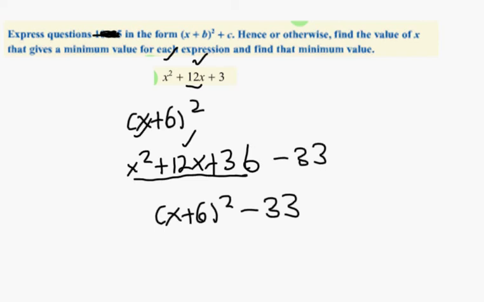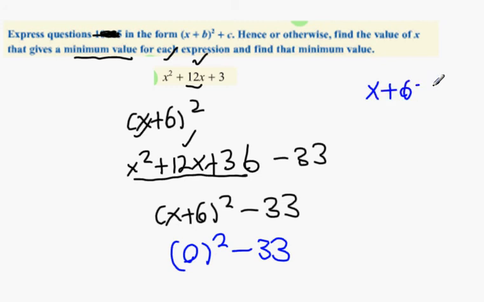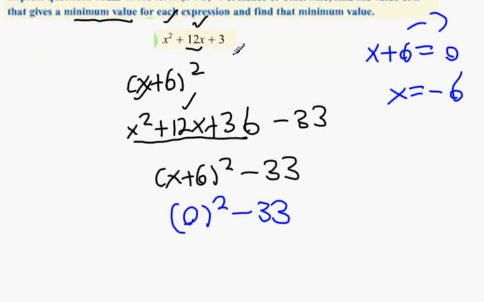Okay? The next part was to find the value of x that gives a minimum value. The minimum value is when this turns into 0 squared. So this means that x plus 6 must equal 0. Therefore x has to be equal to minus 6. Therefore, if that's the value of x for the minimum value, find the minimum value. The minimum value is going to be minus 33, because 0 squared minus 33 is minus 33.